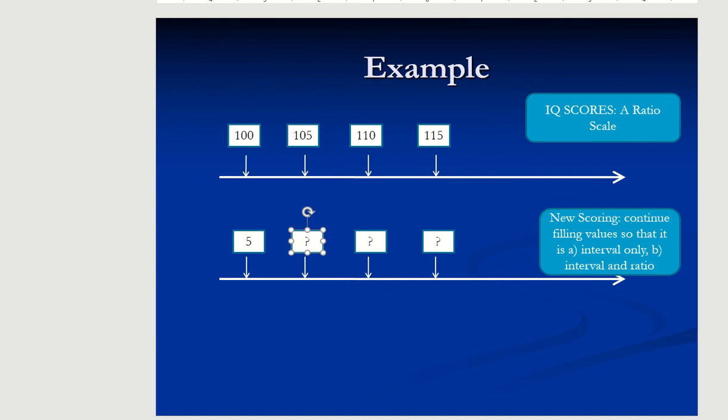So 105, if you divide it by 20, you will get 5.25, if I'm not mistaken. Yes. You take the 110, you divide it by 20, you get 5.5. You take the 115, you divide it by 20, you get 5.75. So filling the values as 5.25, 5.5, and 5.75 will yield that this new scale is actually a ratio. Why? Because changing from the old to the new, we used either a multiplication or a division.